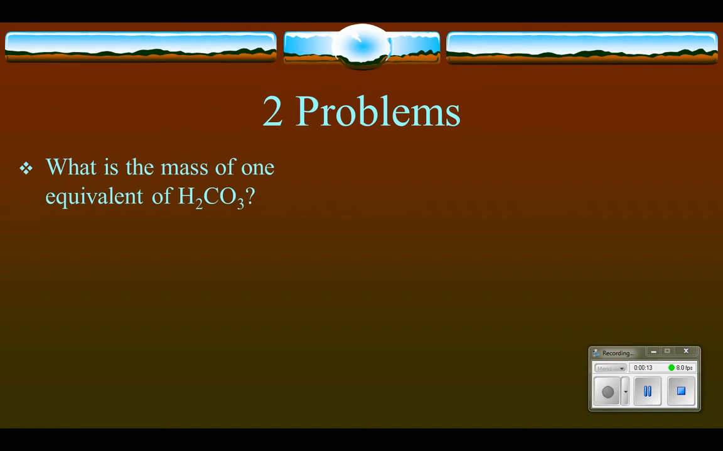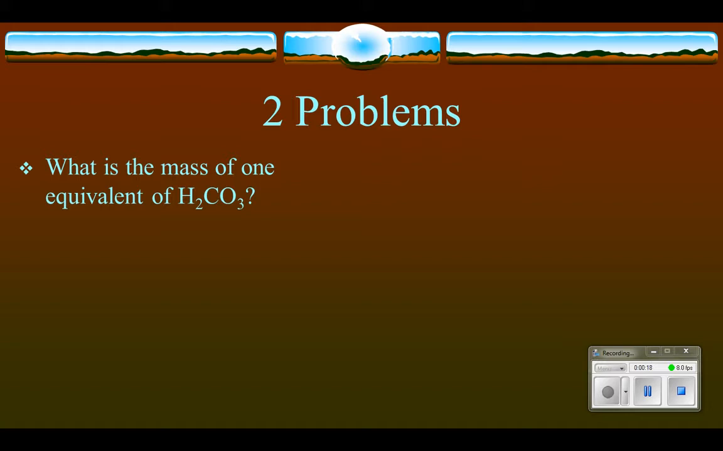This video is a continuation of our discussion of normality, equivalence, and stoichiometry. A couple of introductory problems here having to do with equivalence and equivalent masses. The first one is, what is the mass of one equivalent of carbonic acid?